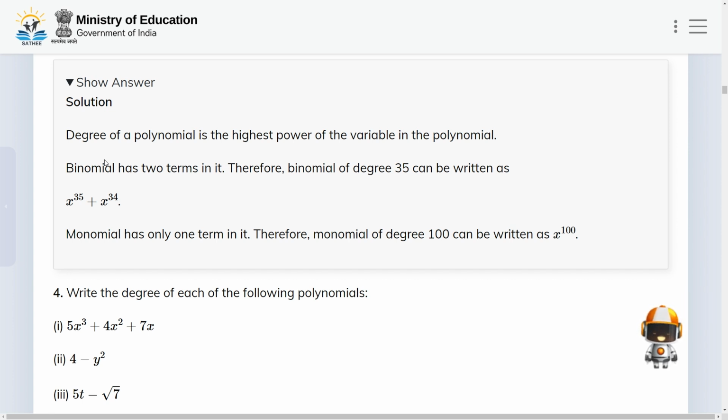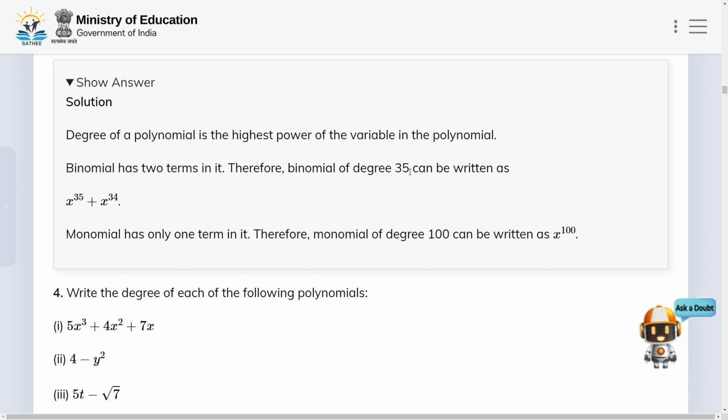Binomial means two terms present in a polynomial. In that case we say the polynomial is a binomial. So a binomial has two terms in it. Therefore, a binomial of degree 35 can be written as x to the power 35 plus x to the power 34.